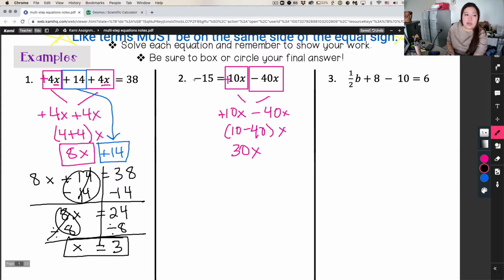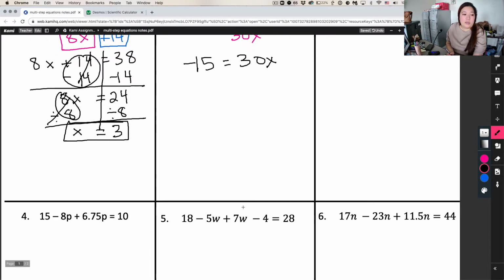And then we'll bring down this here that we didn't do anything with. So our equation is negative 15 equals 30x. And from here, it's just a one-step equation. Okay? And you should be able to solve it from there.